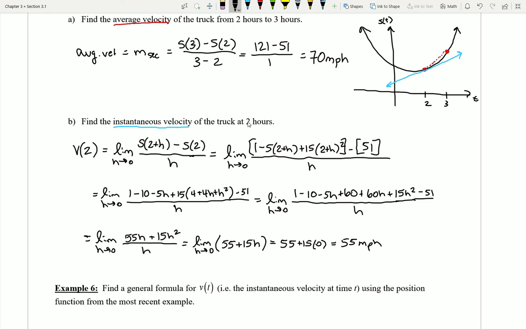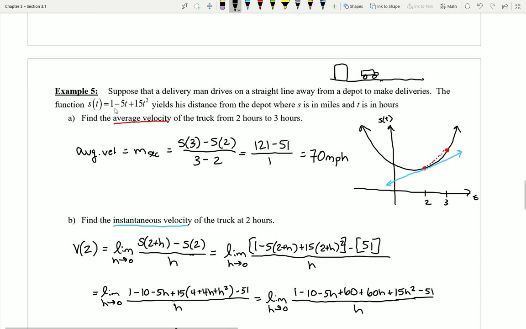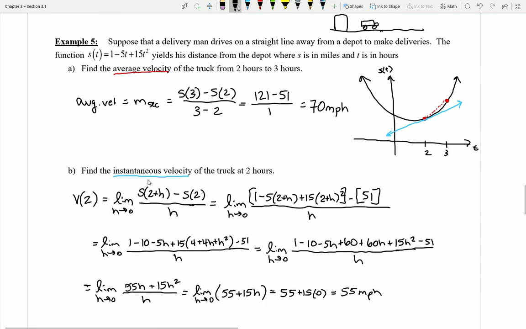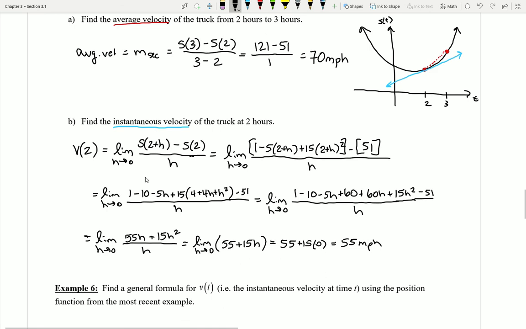So this becomes a really cool idea that we can actually track the motion of items. If we just know a way to calculate where they're located, we can figure out their average velocity and their exact velocity at an instant at any point along the trip. And that's a really, really powerful set of ideas.